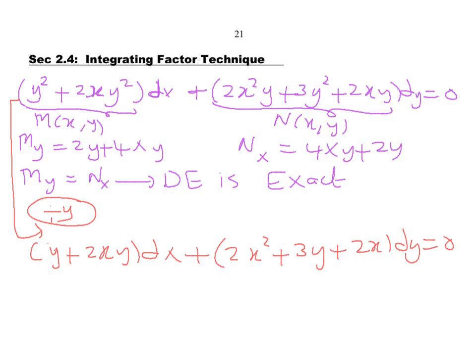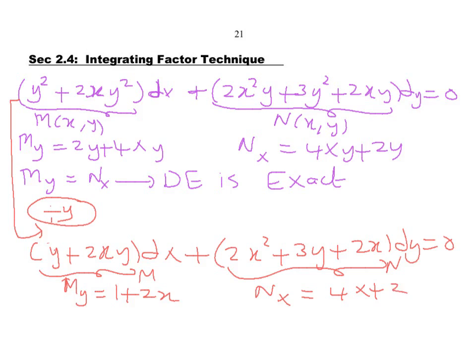Doing that, if we check exactness again, we see that we have lost exactness when we divided by the common factor, which is y. If this is M and this is N, just like before, M_y is equal to 1 plus 2x and N_x is equal to 4x plus 2. They are not equal. M_y is not equal to N_x. So the new differential equation is not exact. So when we lost the factor, we lost exactness.